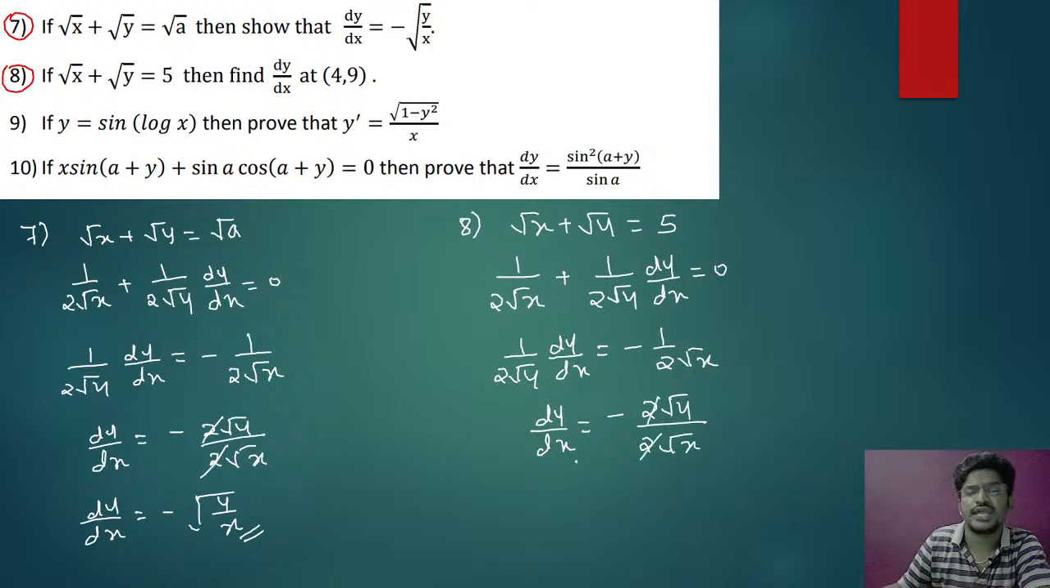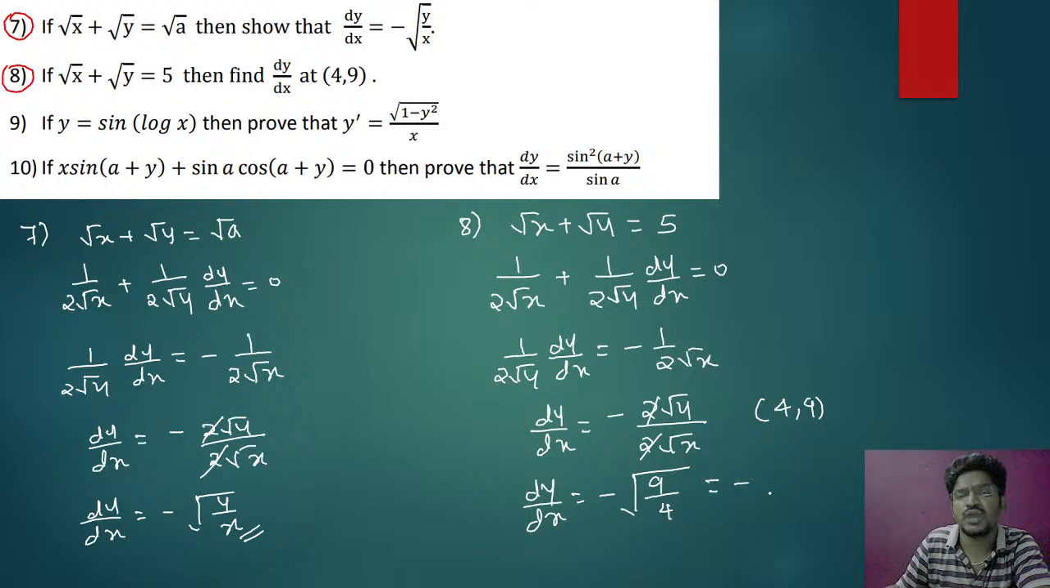2 get cancelled. Here you can see 4, 9 is the value. So x value is 4, you put it. So dy by dx will be equal to minus of root of y term is 9, x term is 4. So that will be minus of 3 by 2. This is the answer.